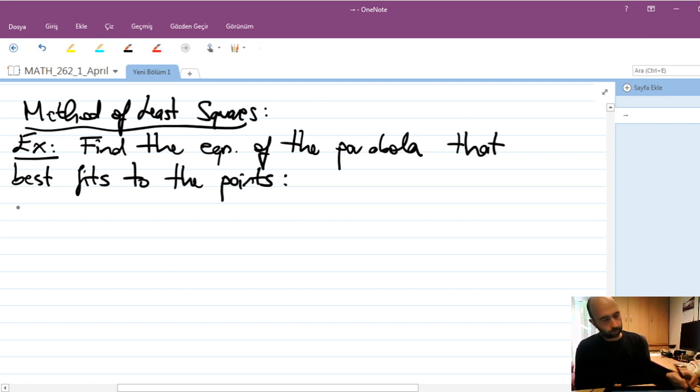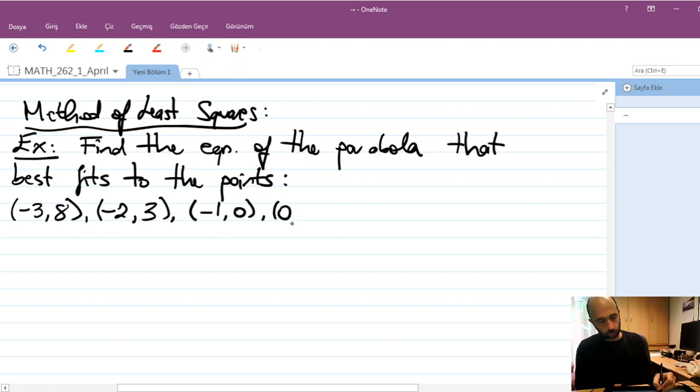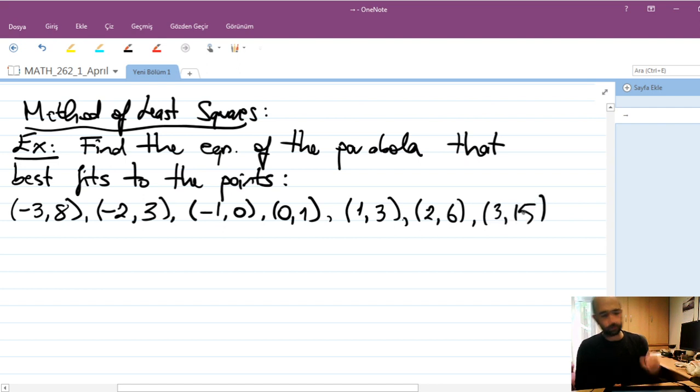Okay, I'll list some points. Minus 3, 8, minus 2, 3, minus 1, 0, 0, 1, 1, 3, 2, 6, and 3, 15. Okay, now that best fits in the sense of method of least squares. So the precise meaning is to minimize the norm of the difference with respect to the standard inner product. Okay, we'll come to that.